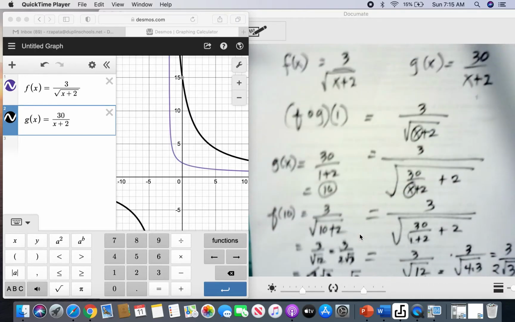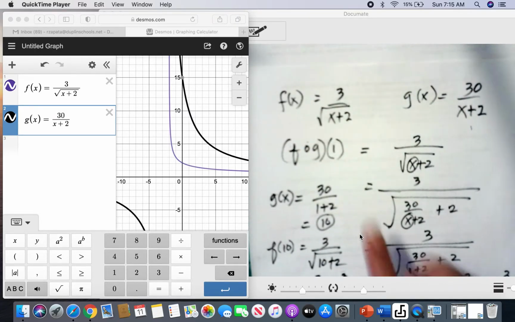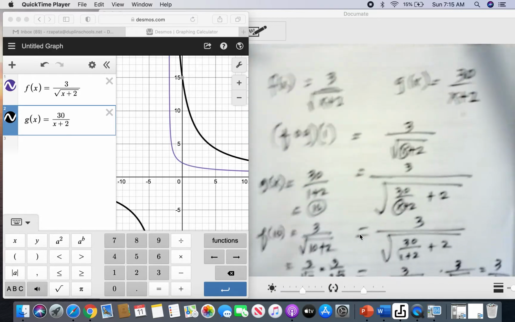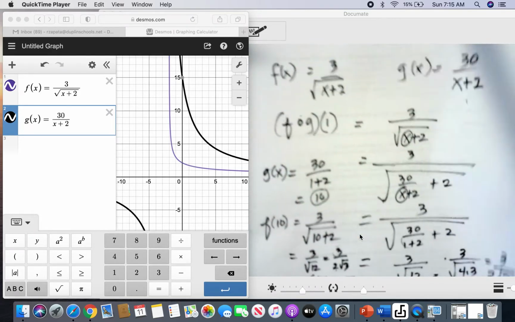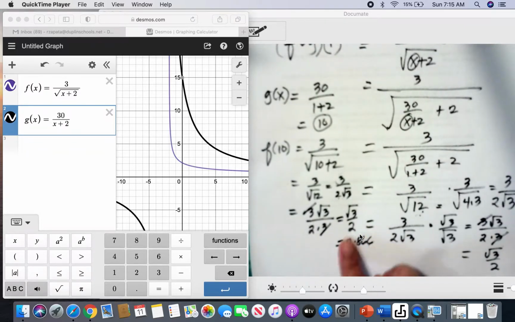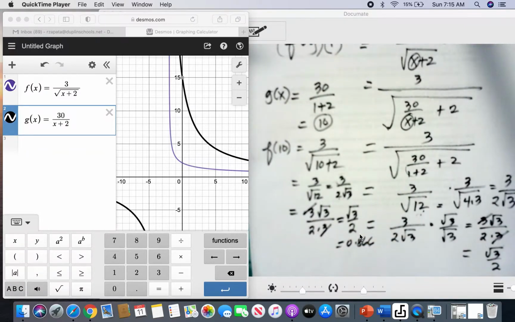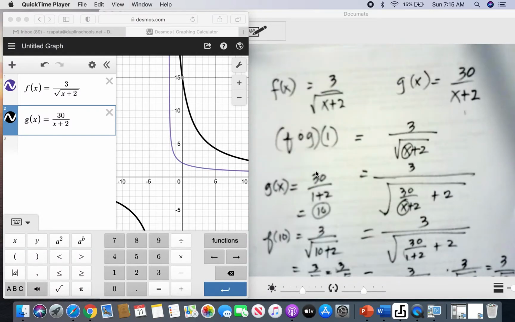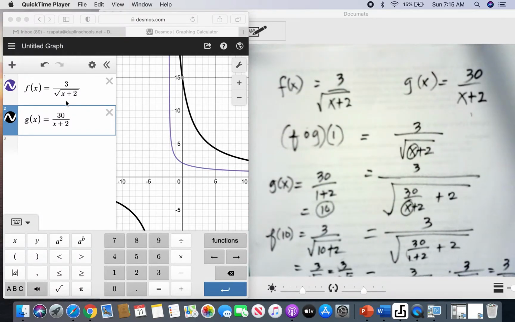In the previous video, I showed you how to compose this function and evaluate it using the value 1, and we were able to come up with square root of 3 over 2, or 0.866. Let's see if that's really the case using our technology. So using the Desmos graphing calculator, this is our first function. Write it down: 3 over the square root of x plus 2, and our second function is 30 over x plus 2.